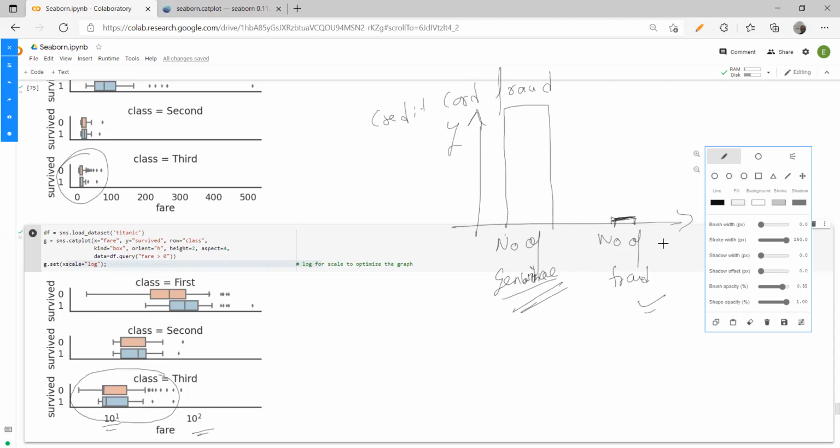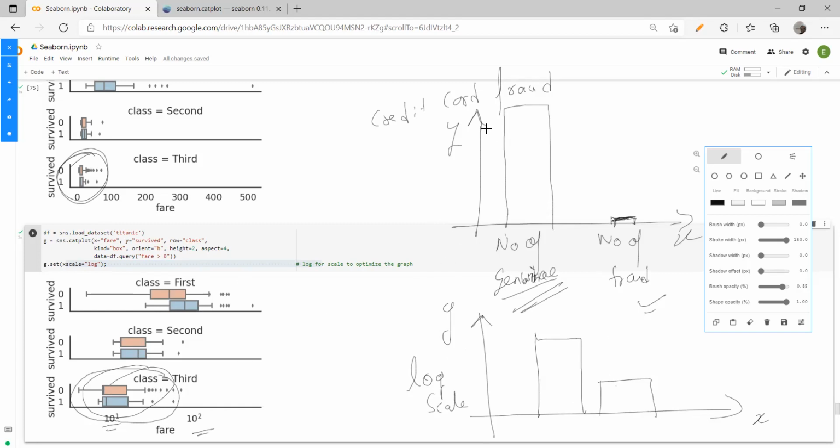There's my y-axis, there's my x-axis. So what I can do is, instead of doing the same thing on the x-axis and y-axis, I can take a logarithm of it. So this will look a little bit smaller and this will look a little bit bigger, because the y-axis you have changed to a log scale. Similarly, you can see over here as well. Whatever was small got a little bit expanded.